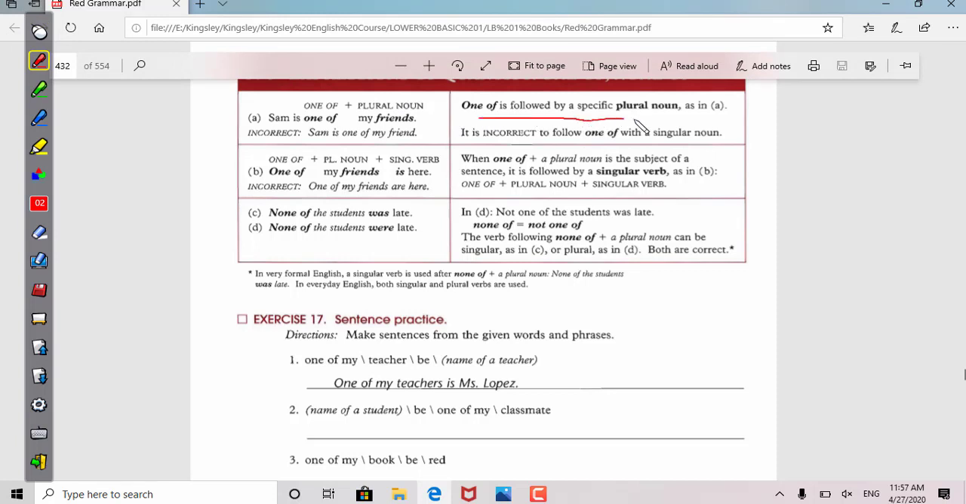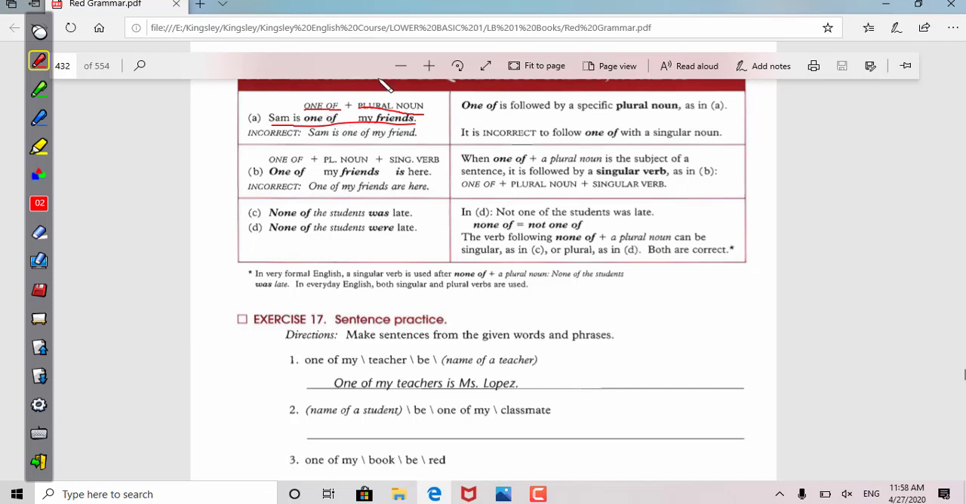One of is followed by a specific plural noun, as in A. It's incorrect to follow one of with a singular noun. When you talk about one of, you have to put the plural noun, because you say one of many, one of plural. Sam is one of my friends. So the formulation is one of plus plural noun. Don't make it a singular noun.